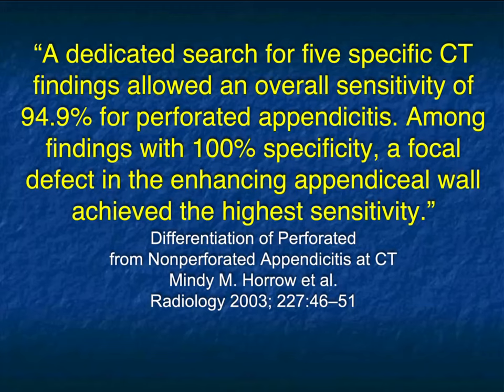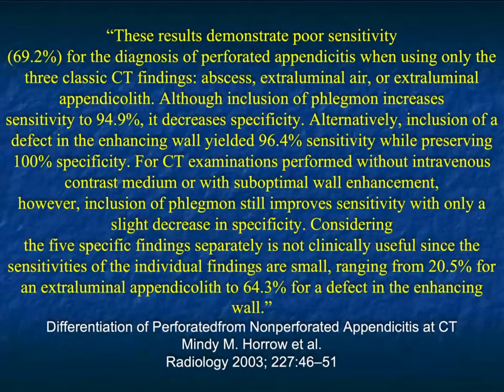Now, this article by Haro goes back about 2 decades. A dedicated search for 5 specific CT findings allowed a sensitivity of almost 95% for perforated appendicitis. Among findings with 100% specificity, a focal defect in the enhancing appendiceal wall achieved the highest sensitivity. Though I will admit, seeing a perforation in the appendiceal wall is kind of difficult.